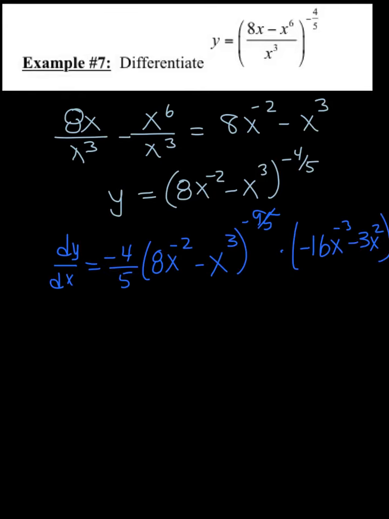All right, so just applying the power chain rule, we get a negative 4/5, 8x to the negative 2 minus x to the third to the negative 9/5 times the derivative of the inside, which in this case is negative 16x to the negative 3 minus 3x squared. Don't mess that one up.